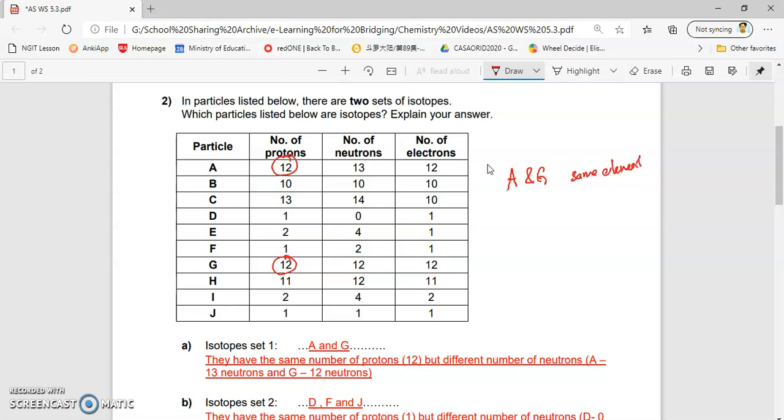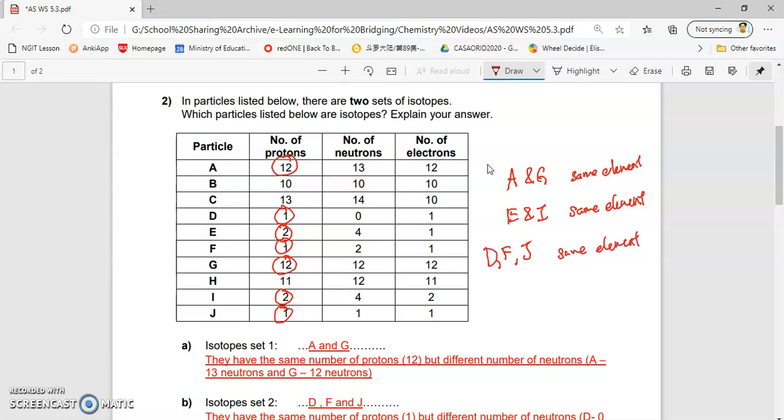Next one, D and I. Sorry, wrong, not D and I. E and I. E and I are the same element. And last one, D, F, and J. D, F, J are also the same element.